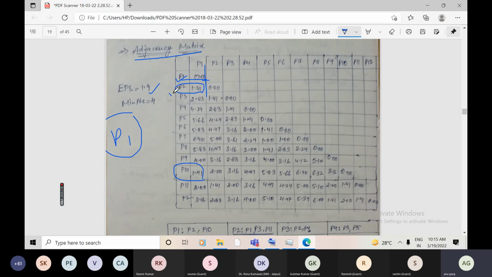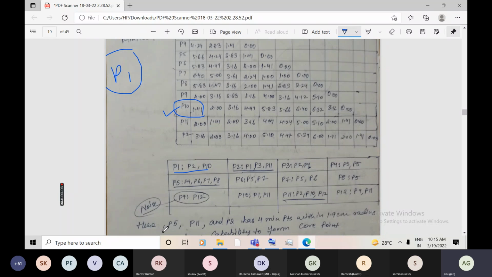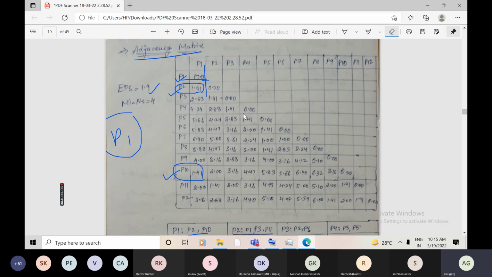So which all points are coming in the vicinity of P1, P2 and P10? Write down. Now similarly, do for P2. If you go for P2, see horizontally first and then vertically. Horizontally you have 1.41, which is less than 1.9, and this distance is from P1. So for P2 we have got 1 point as P1.